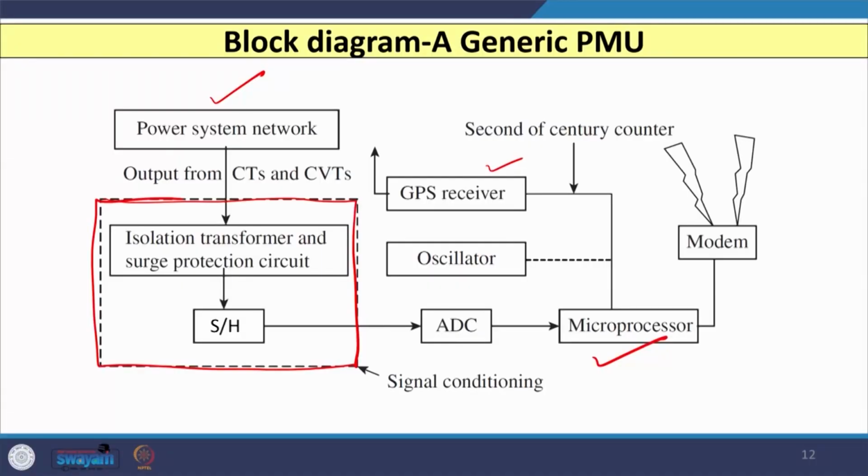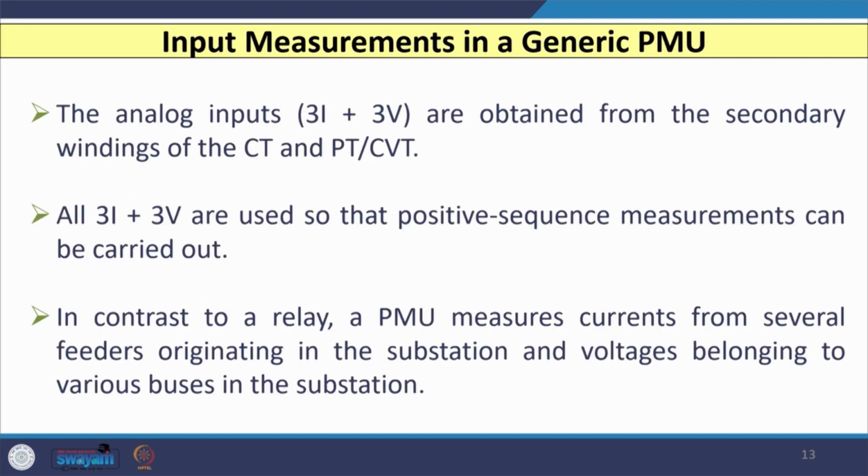Output of this GPS clock is given as one of the inputs to the PMU, and along with that a separate oscillator is also required. Sometimes if the GPS signal or satellite signal is not available, then using this oscillator the time of this PMU can be fixed. As I told you, the analog inputs are, let us say, 3 currents and 3 voltages, or maybe if at one particular bus 3 feeders are there, each having 3 currents, so 9 currents and 3 voltages like that, obtained from the secondary of CTs and CVTs. All these voltages and currents are used so that positive sequence measurements can be carried out.